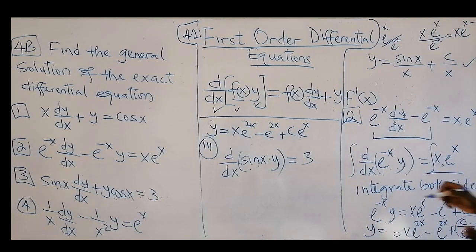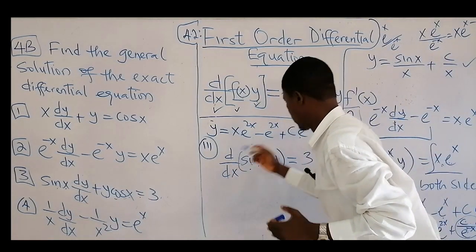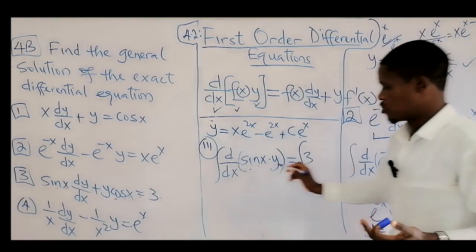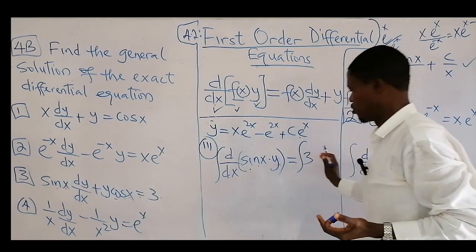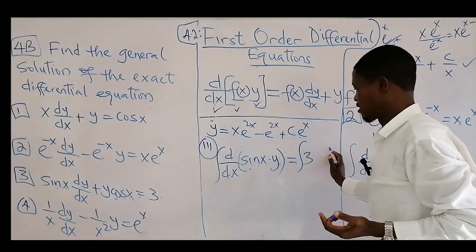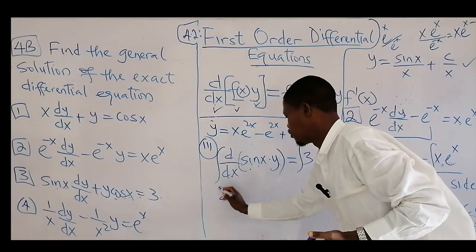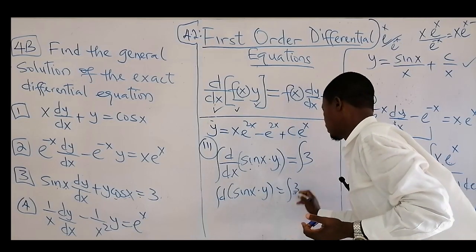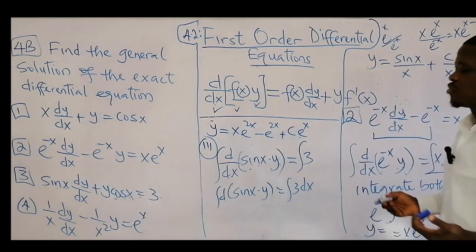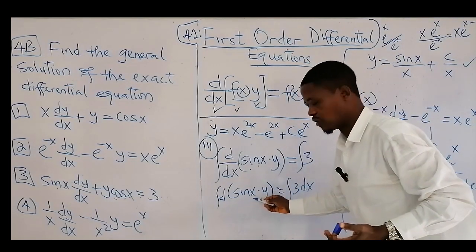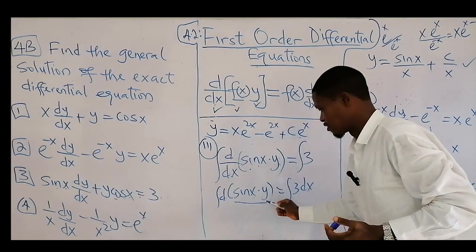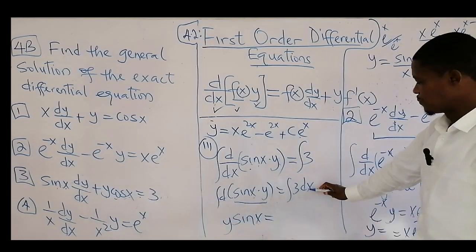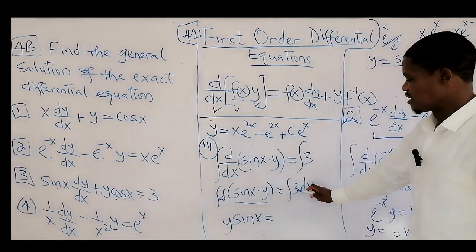So that's that. Then the next thing to do: can we integrate both sides of the equation? Put your integral here, and you can move this dx to the other side. So we just have the integral of d of sin x times y, equal to the integral of 3 dx. Anytime you integrate d of a function, you have the function itself. The 3 is a constant.